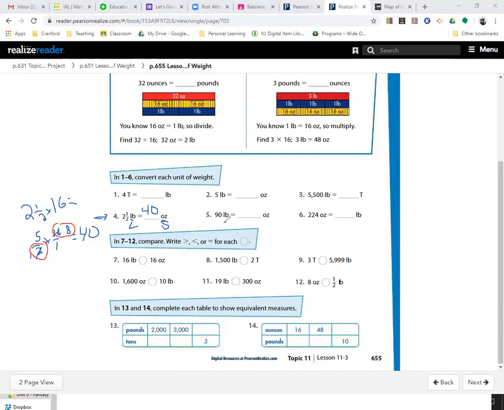So I'm going to skip over 5 because pounds to ounces, similar thing. So now let's look at 6. 224 ounces equals how many pounds? Well, which one's larger? Pounds are larger, ounces are smaller. You're going to go from smaller to larger. That's going to be a division problem. So you do 224 divided by 16.